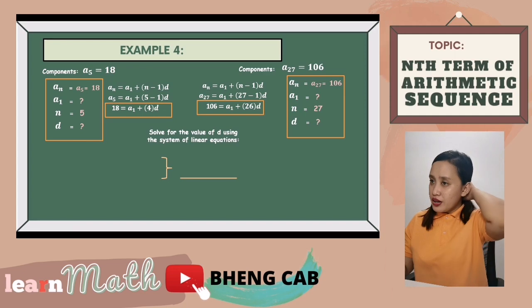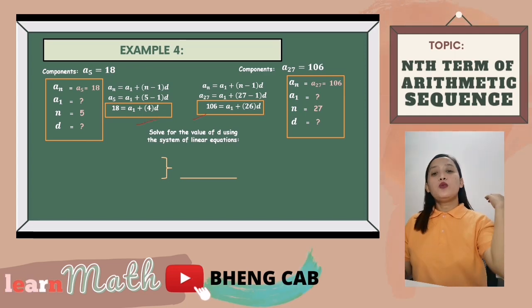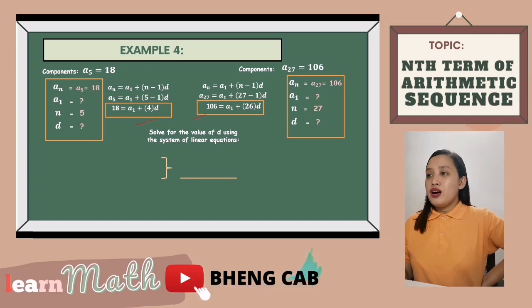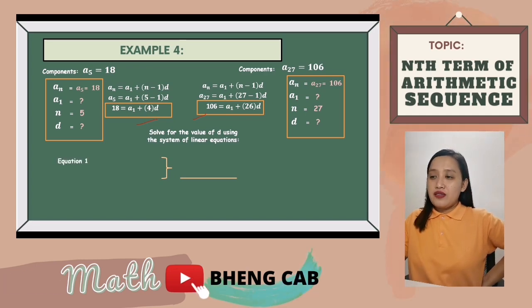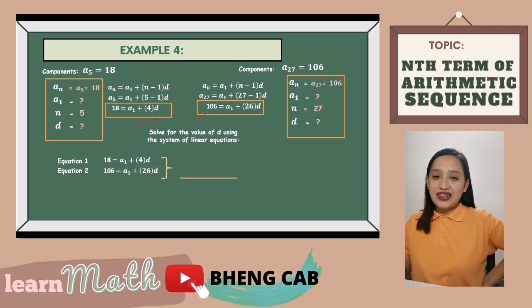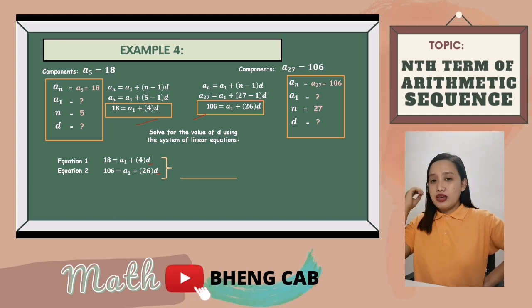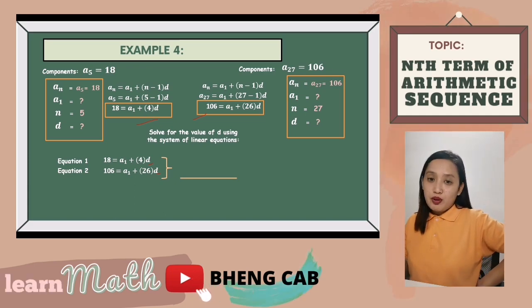Okay? So, solve for the value of d using the system of linear equation. Since meron tayo ditong unang equation, meron tayong pangalawang equation, we can perform solving of system of linear equation. Okay? So, dito, we can have equation 1 such as 18 equals to a sub 1 plus 4d. Second equation is 106 equals to a sub 1 plus 26 times d. Ito lang din po yun. So, ang pinaka-technique natin dito, dahil kailangan natin makuha yung d, tanggalin natin yung a sub 1. We have to cancel out a sub 1. So, hindi lang basta tayo magbubura, kailangan we perform acceptable rule.